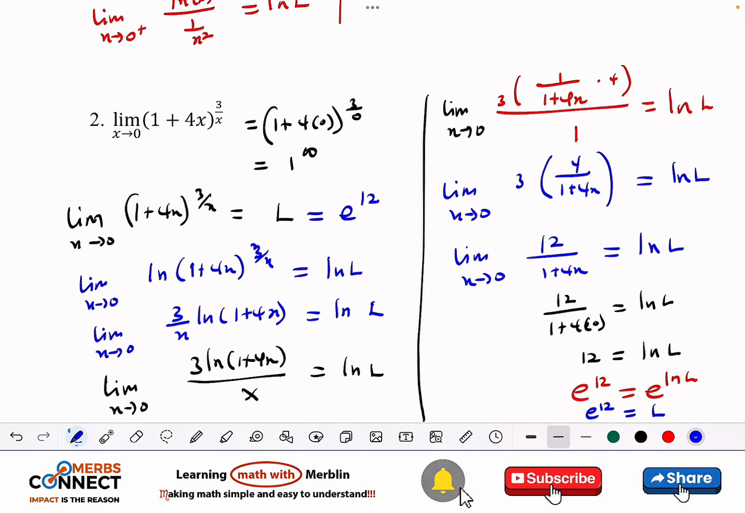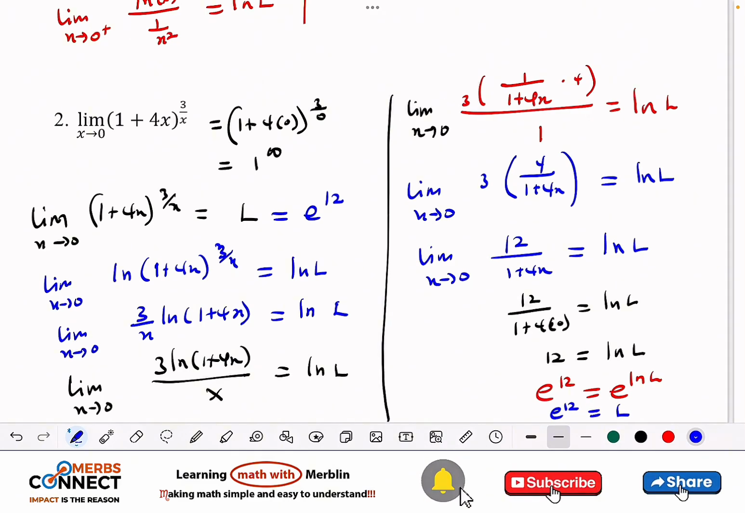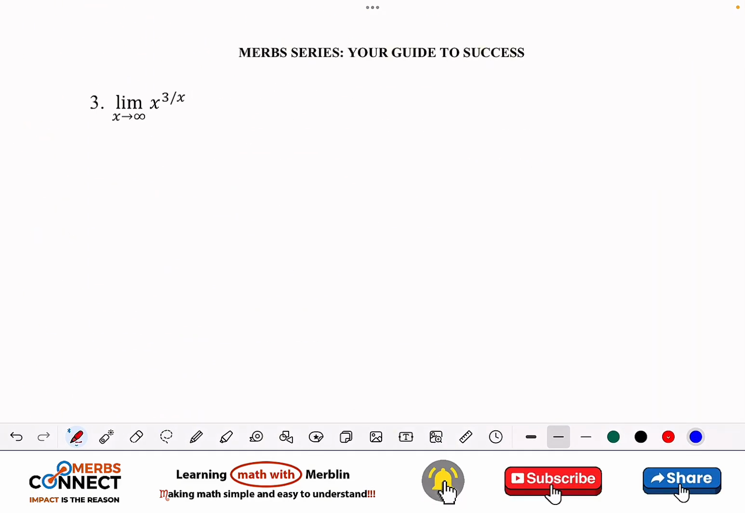When you solve it, that's what you are going to get. Let's take more examples. Let's practice. It's very nice. Let's look at this, if we can use L'Hopital's rule to do it.